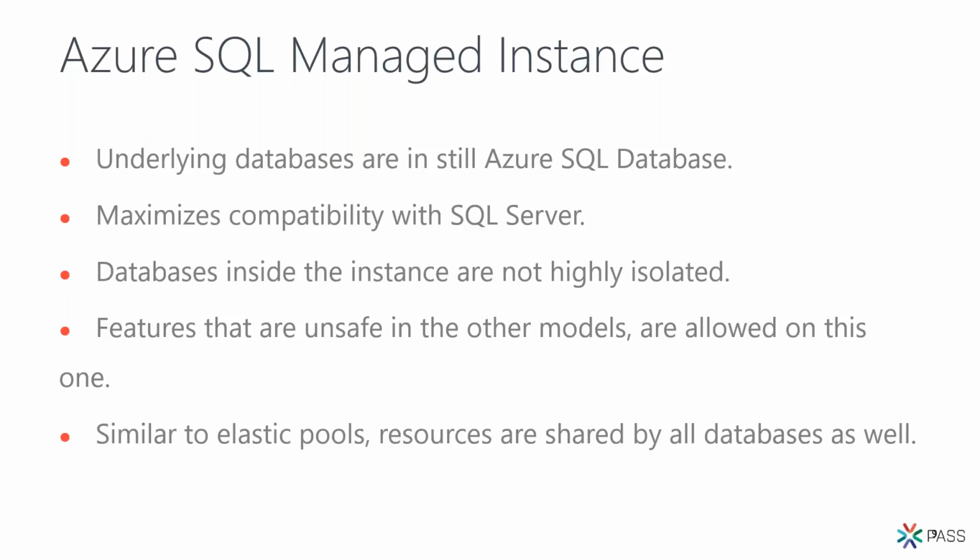And one similarity that it does have to elastic pools is that the resources are shared by all databases as well, right? So in this case, the same thing applies. If all your databases are spiking at the same time, then you're going to have to have some reserved capacity to deal with those spikes because they're all sharing resources, right? The only one that has truly dedicated resources for a single database is the single DB model, the core Azure SQL DB single DB model.